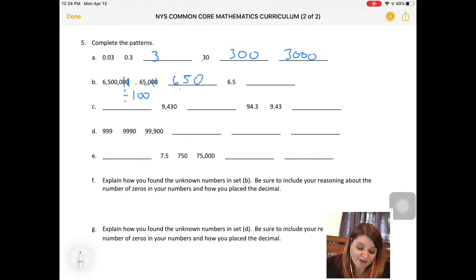650 divided by 100, we're going to pretend there's a decimal here, pull it over 2 place values because we have 2 zeros, and that's going to be 6.5 tenths. Now if we divide that by 100, we have to move this decimal over 2 place values and add zeros in. So that's going to be 0.065 hundredths.